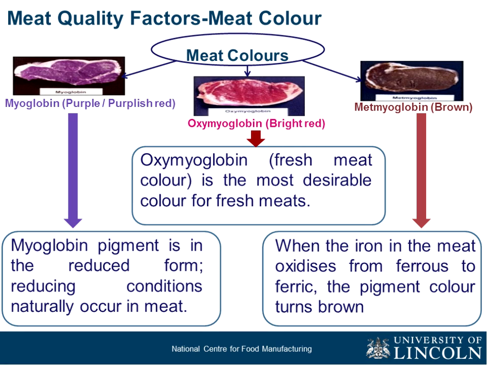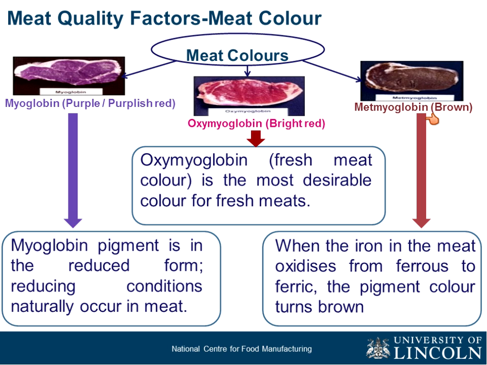Here we have purple or purplish red. When it is bright red, this is what we have when the meat is fresh. This is the fresh meat color, and it's the most desirable color for fresh meat. People prefer this because they believe it's the sign of freshness. Here, this is not really good. People will not want to go near this meat.